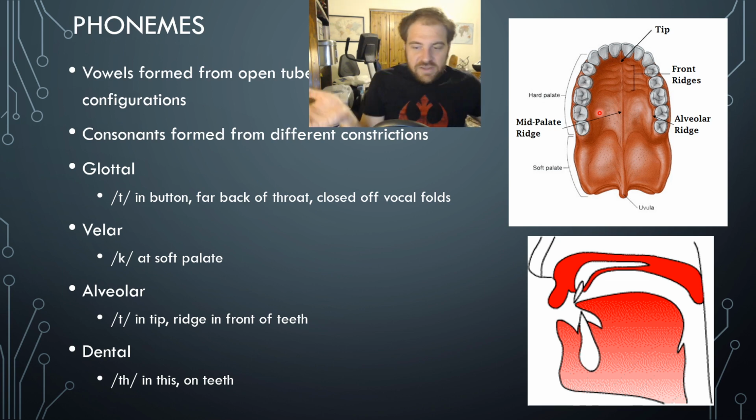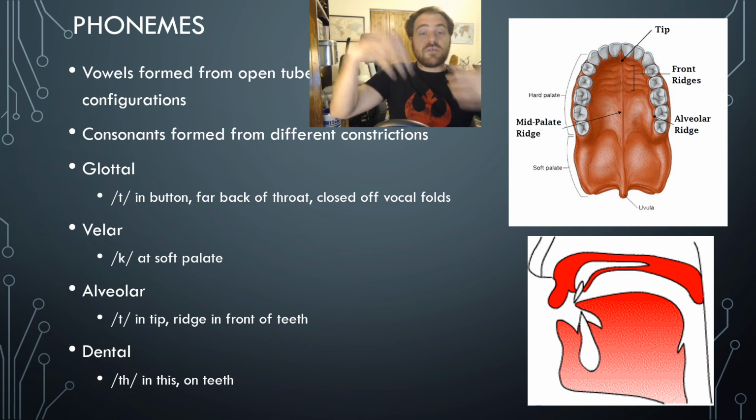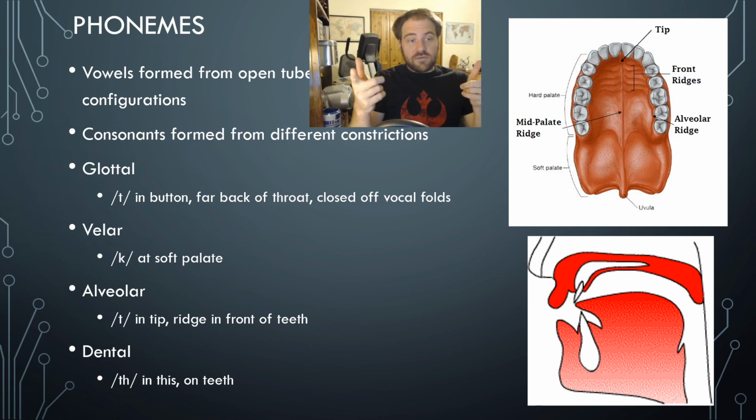And then you've also got dentals. Those are on the teeth like th, right? So all these different places make different sounds. And that is resonance and articulation. And that is the end of our speech anatomy lecture.